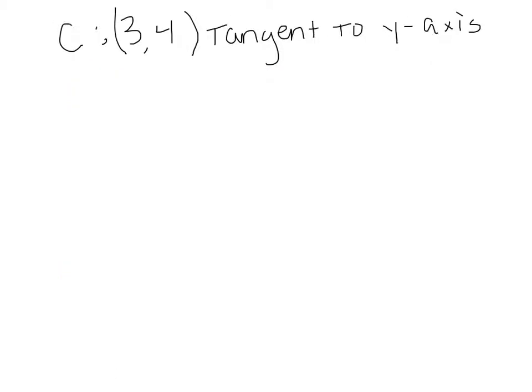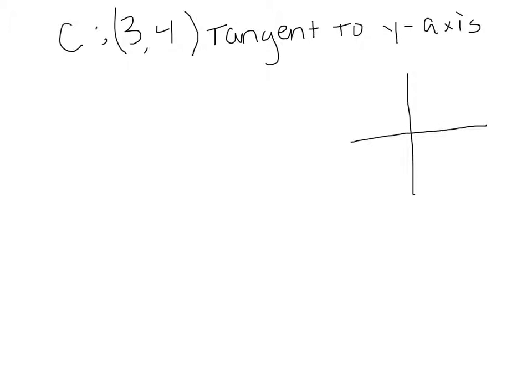Now let's look at this circle. This circle has a center of 3, 4, and it's tangent to the y-axis. We have the center, which is good. That helps us write our equation. But what does it mean to be tangent to the y-axis? I'm going to draw a picture.